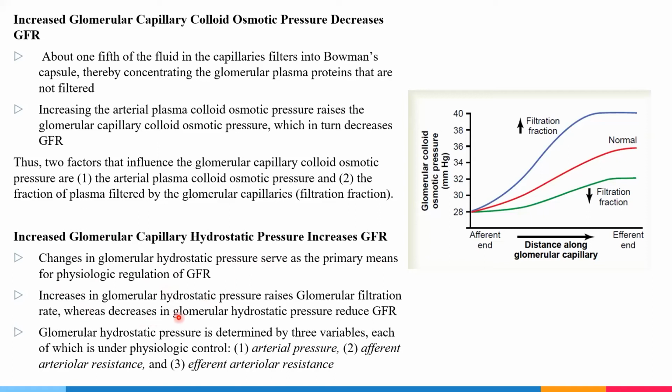Increase in glomerular hydrostatic pressure raises the GFR, whereas decrease of glomerular hydrostatic pressure reduces GFR. Glomerular hydrostatic pressure is determined by three variables, which include the arterial pressure, the afferent arteriolar resistance, and the efferent arteriolar resistance. Afferent arteriole is the one that is carrying blood into the glomerulus, and efferent arteriole is the one that is carrying blood out of the glomerulus.